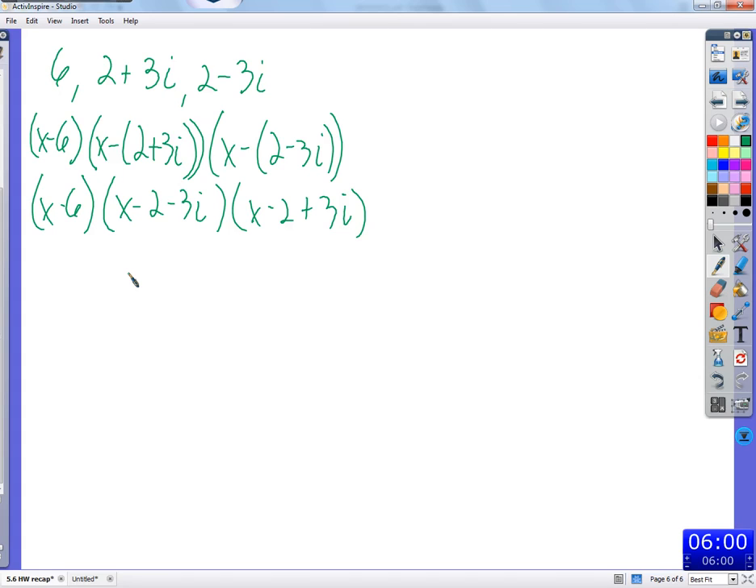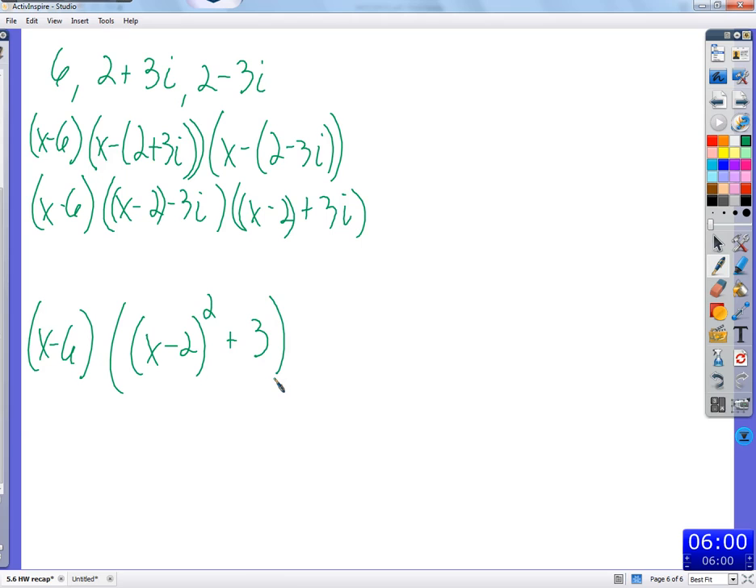Let me show you what it's going to wind up being, and I'll show you why. Here's x minus 6. And when we multiply all these together, when we actually do it, it'll look kind of messy, but then it'll simplify down to just this: x minus 2, this thing right here, squared, plus 3. I'll show you that. But do you see how simple that is?